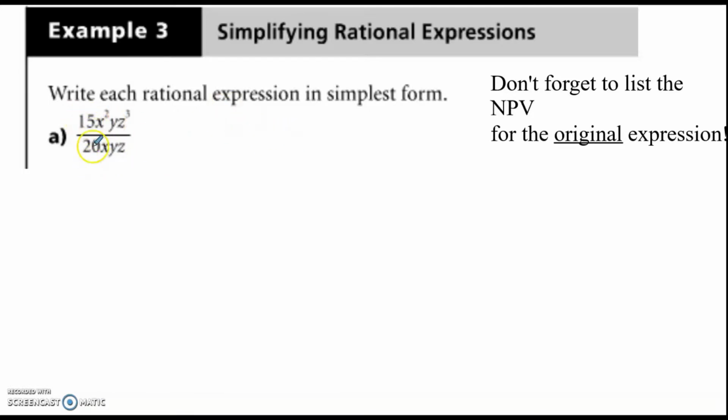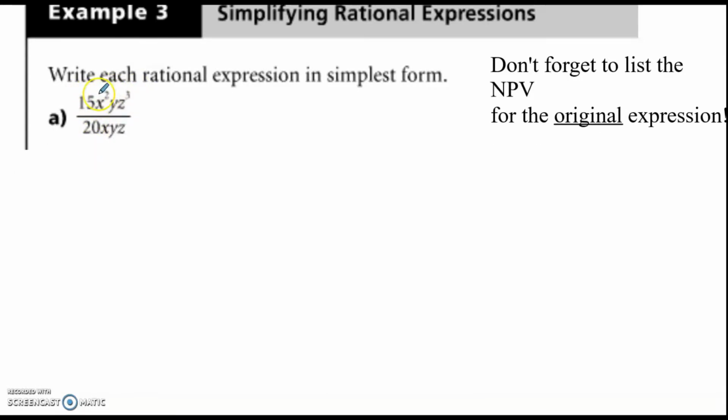So, let's look at the numbers. 15 and 20, well, those are both divisible by 5. I'm going to do it one step at a time, and I'm going to divide by 5 on the top and on the bottom. So 15 divided by 5 is 3. I'm going to recopy, then I got x squared y z to the 3. 20 divided by 5 is 4, and then I get x, y, z.